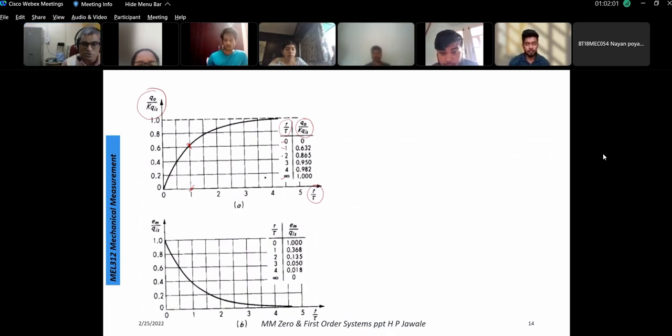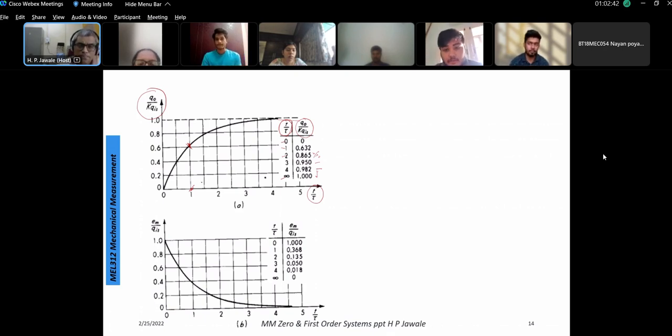Whereas for t by tau equal to 2, we find 86.5% of the input is reflected in the display device, in the form of the displayed output. Then it is 95%, 98% and so on. Onwards, you find it is a very small change. It means we are almost reaching the settled value of the output being displayed. Right. So t by tau indicates a very important parameter which defines the response of the system in regard to the quickness of capturing the given input in the form of display.